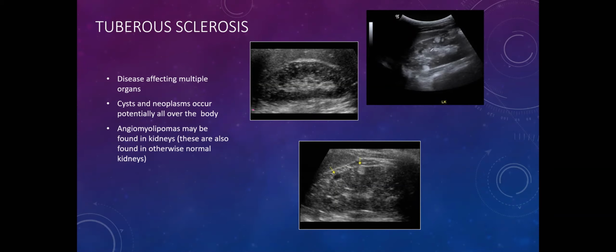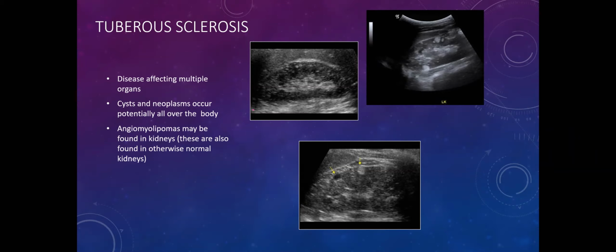I don't know. Here, more angiomyolipomas. These are some larger ones, some smaller ones. Here we have an angiomyolipoma and a cyst as well. So that's tuberous sclerosis. As I said, multiple angiomyolipomas, multiple tumors in general in people with tuberous sclerosis.